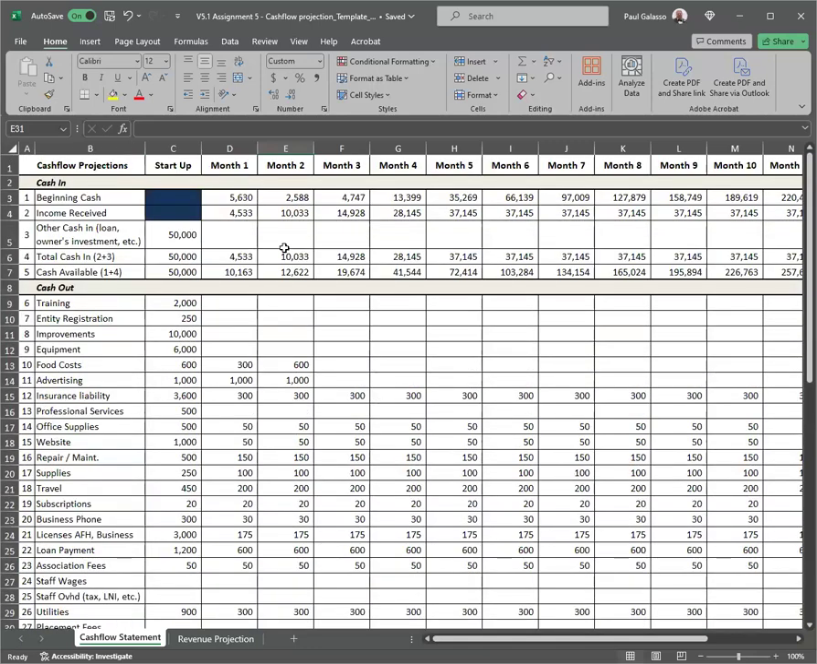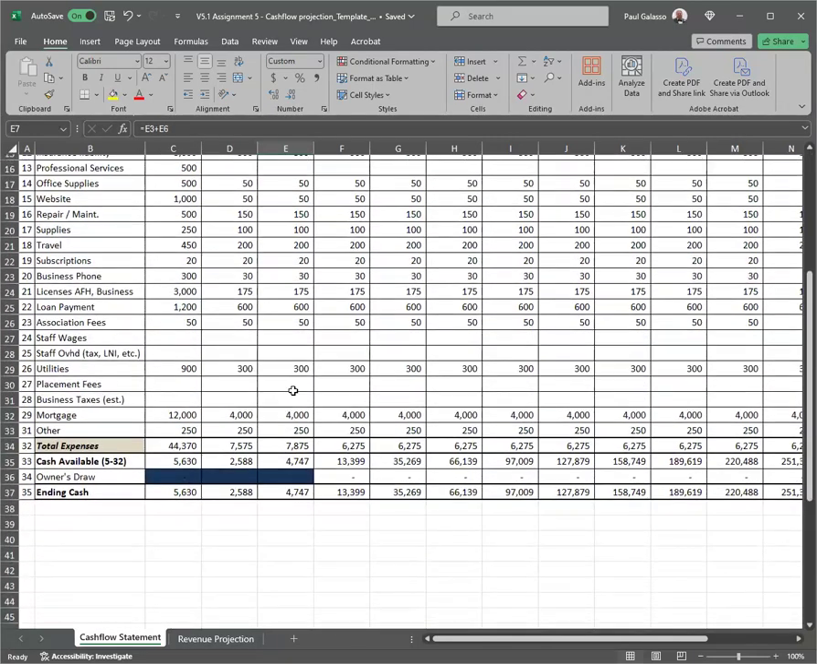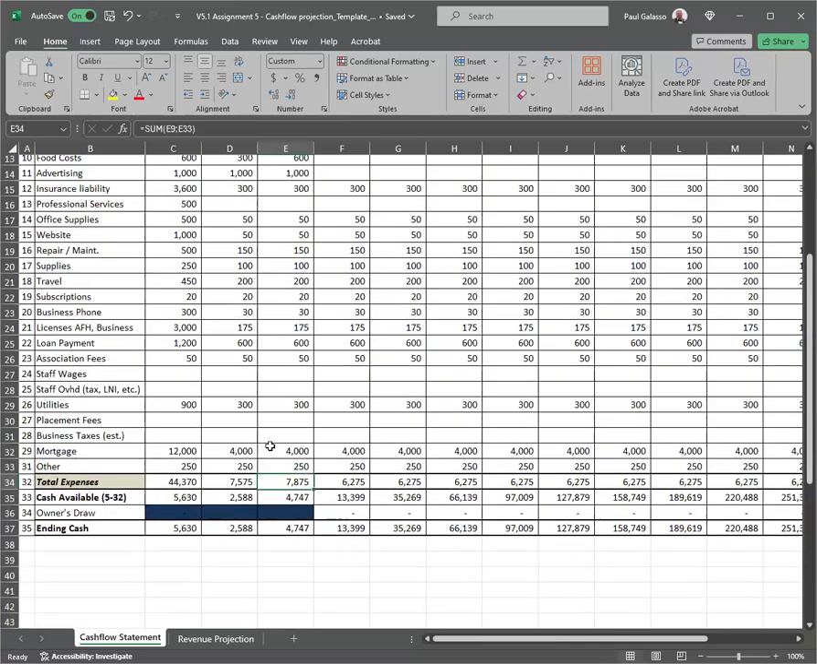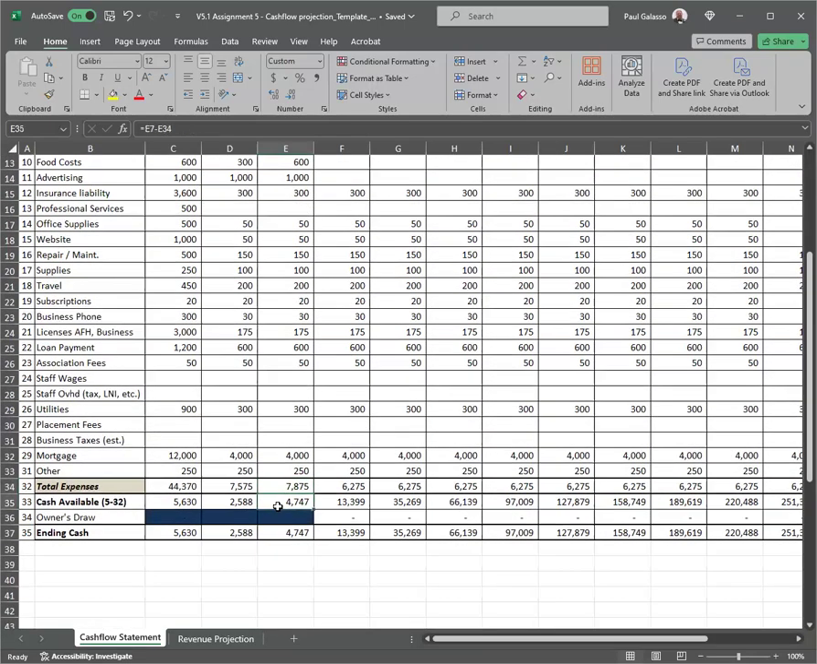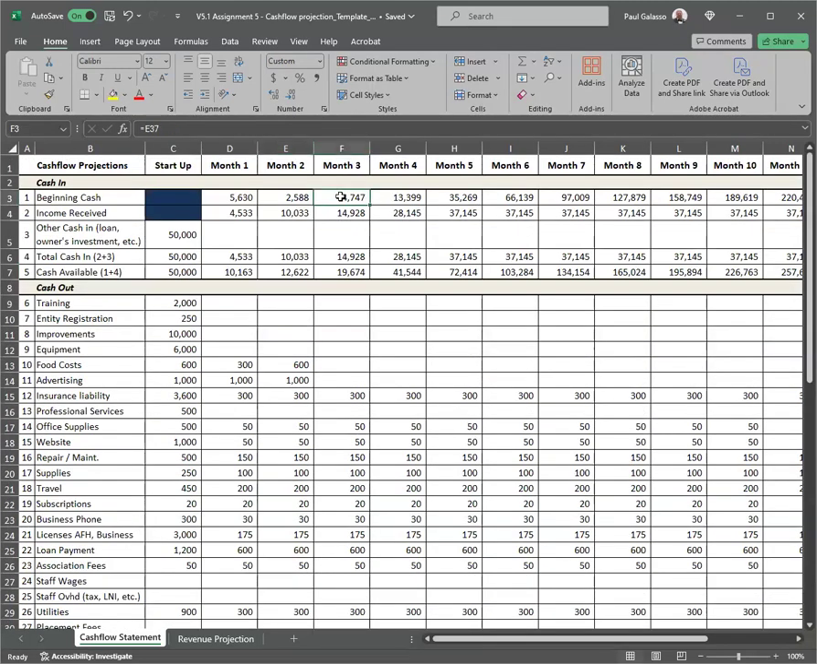So at month 2, our cash available at the beginning was $12,622. And we subtract the total expenses for the month of $7,875. We subtract that from the cash available, leaving us $4,747 cash available. We do not have any owner's draw, so our ending cash is $4,747. Ending cash from month 2 is the beginning cash for month 3.